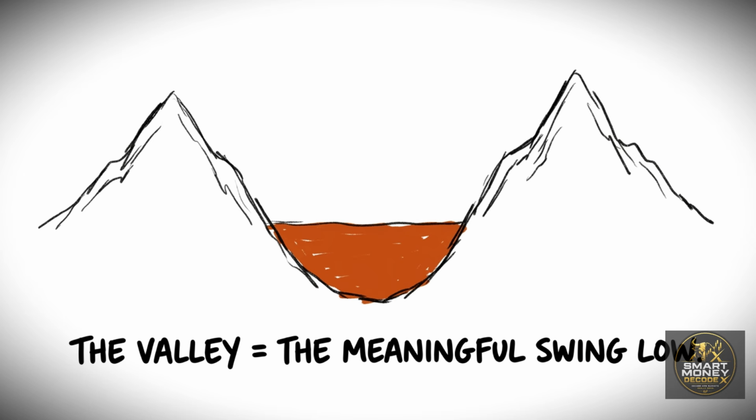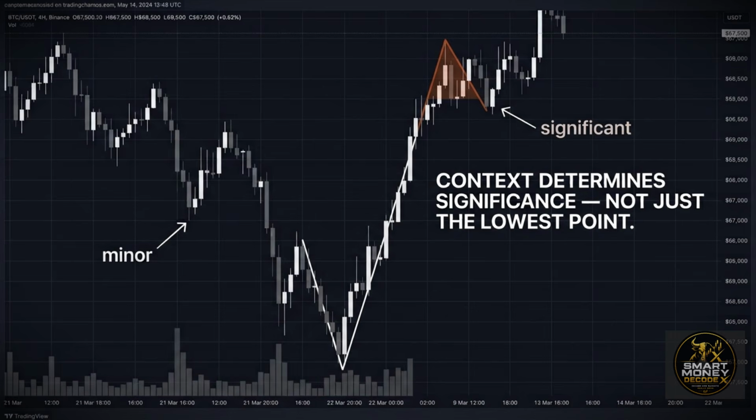The valley between 2 significant peaks is a meaningful low point. It represents the place where the terrain stopped descending and began ascending again. Structural significance requires context, not just the lowest point you can find. The lowest point that represents a real change in directional momentum.